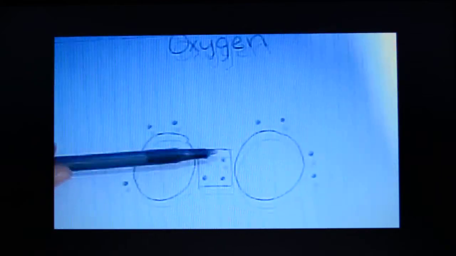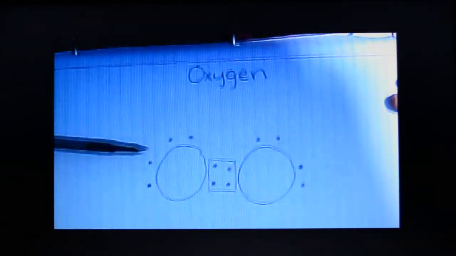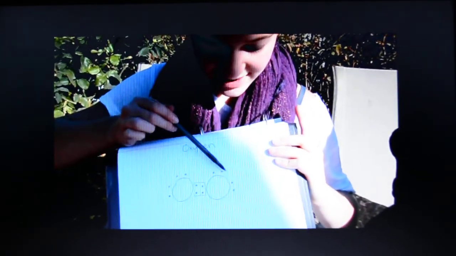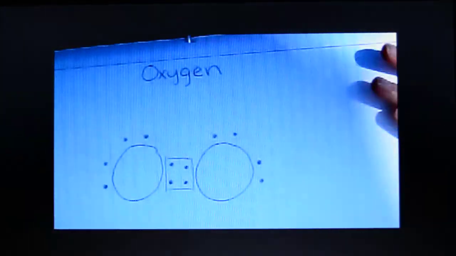This is an example of a double covalent bond, where 4 are being shared. So it's 1, 2, 3, 4, 5, 6, 7, 8. So that one's stable. And then 1, 2, 3, 4, 5, 6, 7, 8. So this one is also stable.